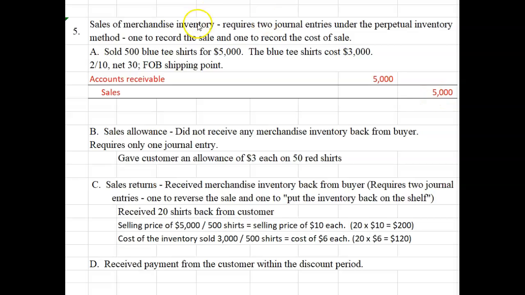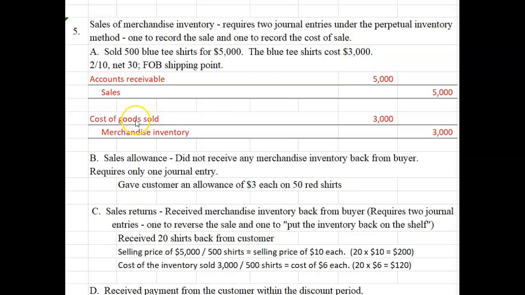The second journal entry is necessary to record the cost of sale, and you were given that the cost of sale was $3,000. The expense account on the income statement that is debited every time you sell merchandise inventory is cost of goods sold. So we need to debit cost of goods sold for $3,000, and we no longer own this inventory, so we have to credit our asset account called merchandise inventory for $3,000. Again, I cannot stress enough that when you sell merchandise inventory under the perpetual method, two journal entries are required, the first to record the sale, the second to record the cost of sale.